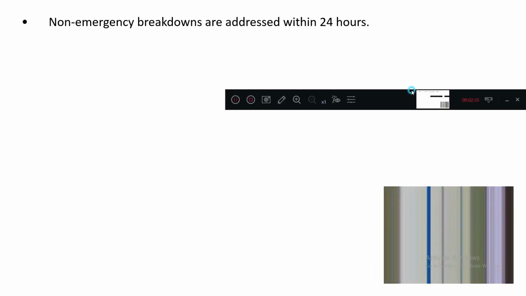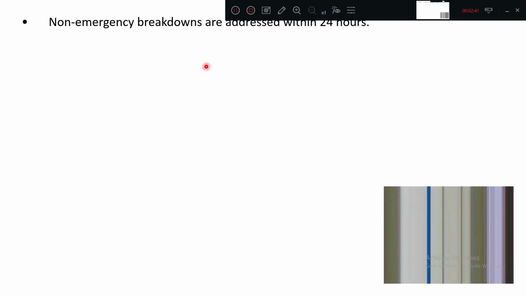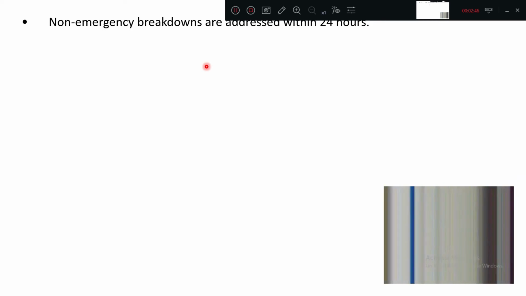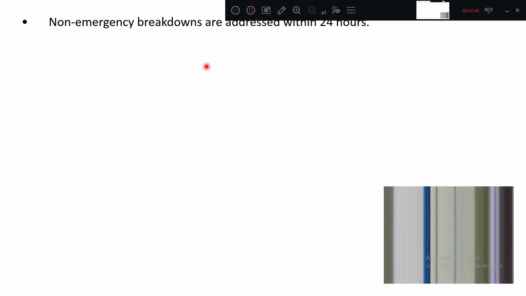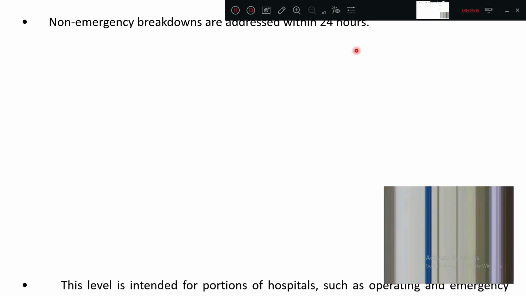Non-emergency breakdowns are addressed within 24 hours. Emergency is always attended to as the priority. Apart from that, for non-emergency work, for example, a bulb has gone out or some electrical socket is not working, according to the nature of the work these are called non-emergency, but these are also addressed within 24 hours. You can understand, this is the superior level of maintenance.